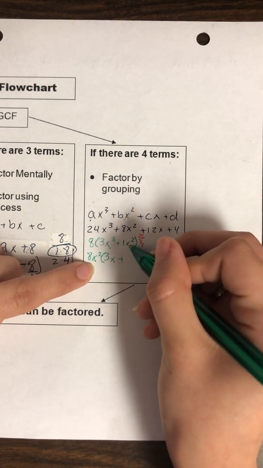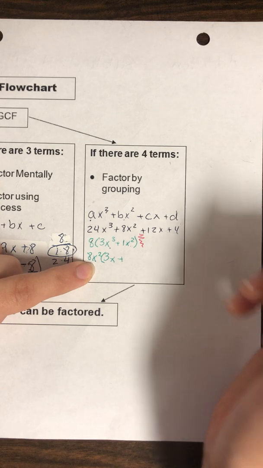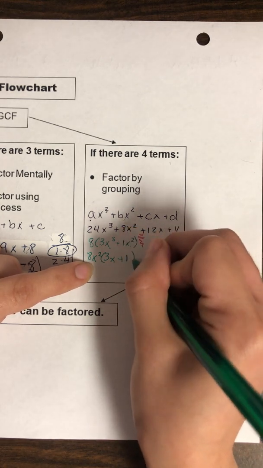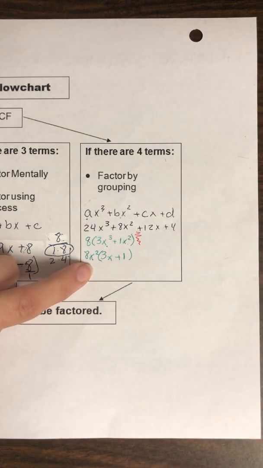Had 2, took away 2, I am left with none. So bring down that 1 because I never messed with it. And then I'm done with that side. What about this side?